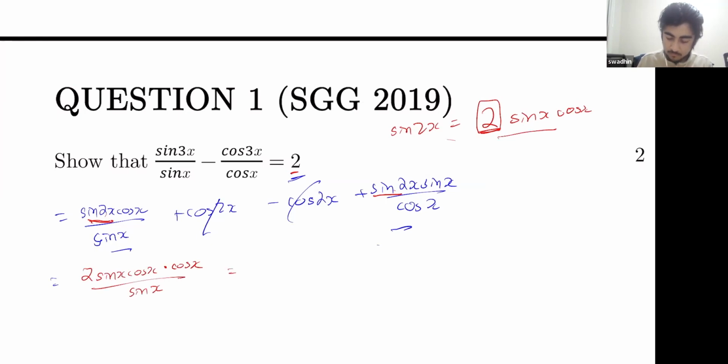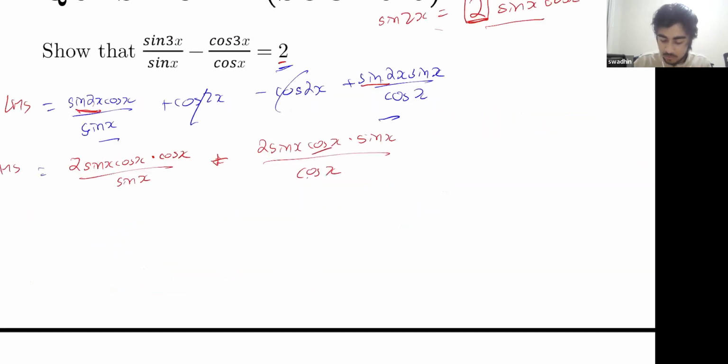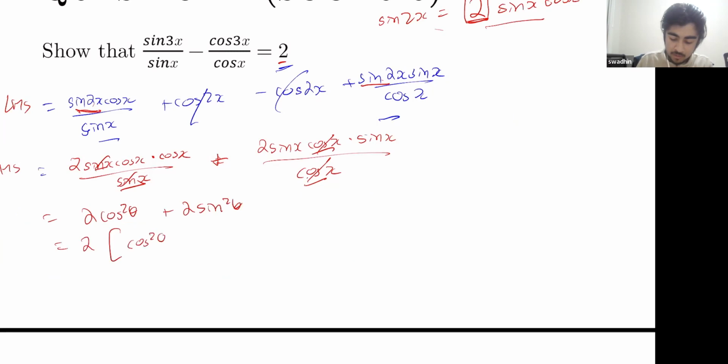Plus, this is the left-hand side, plus 2 sine x cos x times sine x. Now notice these again, common terms cancel out. That leaves us with 2 cosine squared theta plus 2 sine squared theta. Factor the 2 out, you have cosine squared theta plus sine squared theta. This is an identity we already know, and this is equal to 1.